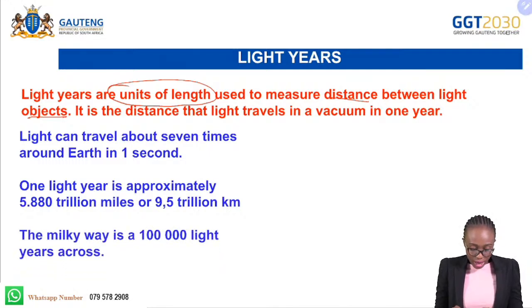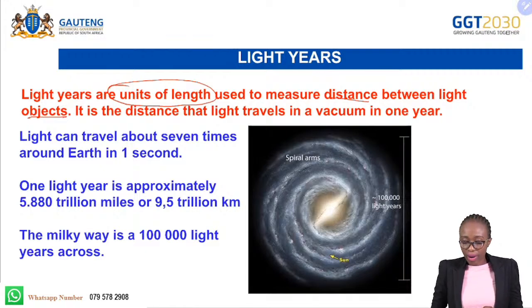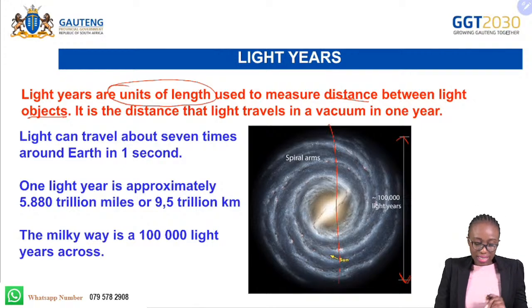And the Milky Way is 100,000 light years across. What do I mean by 100,000 light years across? I'm going to pull up a diagram. There it is, just to show you what I mean. It's a measure of distance. Remember, light years are a unit of length used to measure distance. So if we measure across in this way, the Milky Way is 100,000 light years across.